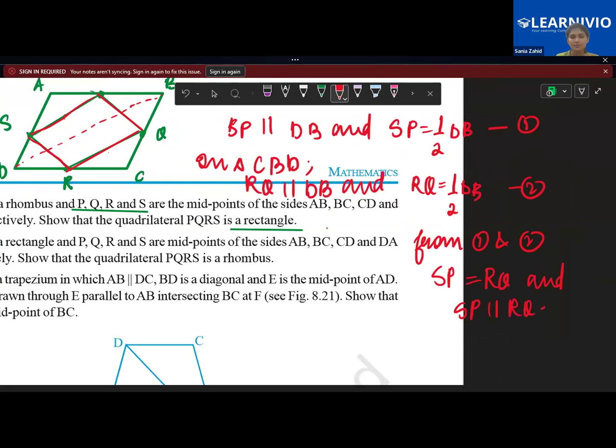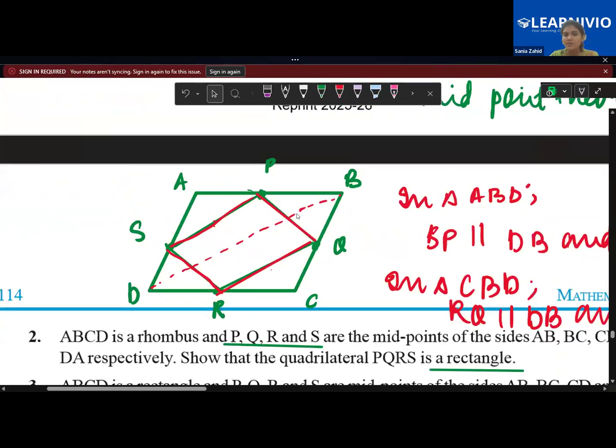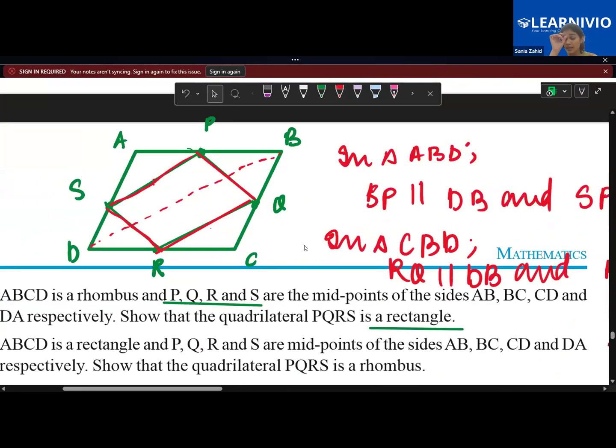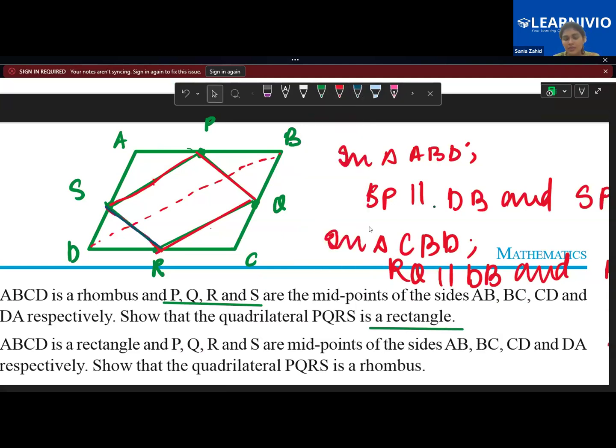These are the two points I get. That means SPQR is a parallelogram. Can I also prove that these two are parallel? This line is also parallel to this line and it is equal. Yes, we just have to do another construction.